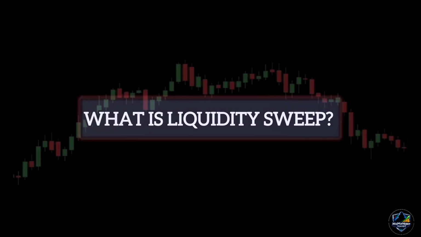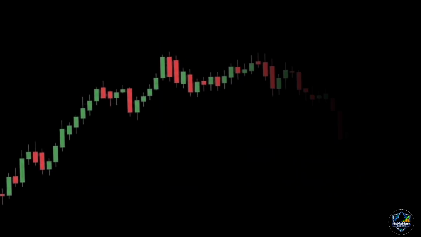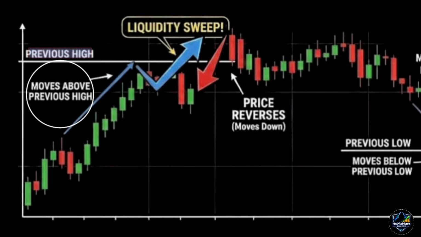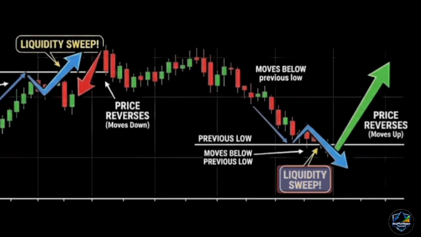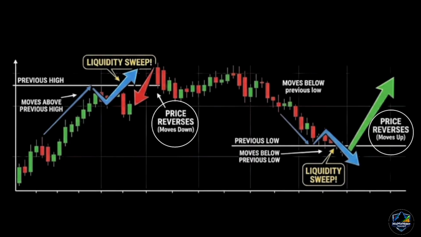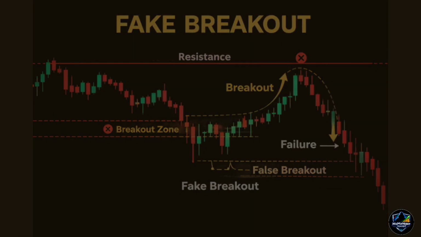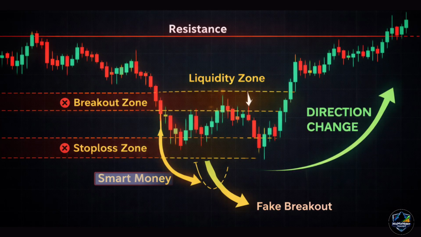What is a liquidity sweep? A liquidity sweep happens when price moves above a previous high and takes buy stops, or moves below a previous low and takes sell stops, and then quickly reverses. This is also called stop loss hunting, or a fake breakout. Smart money pushes price into these zones to collect liquidity, then moves the market in the real direction.